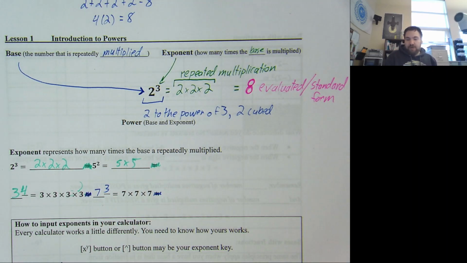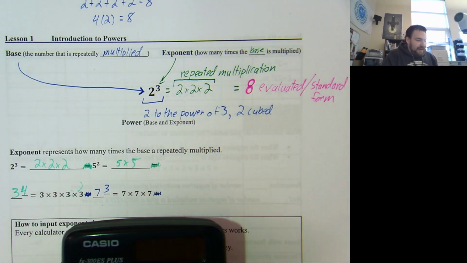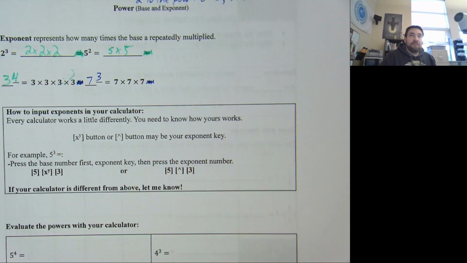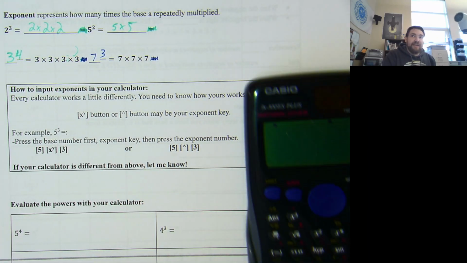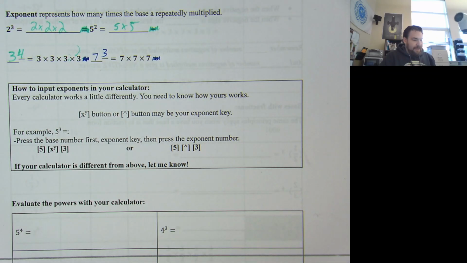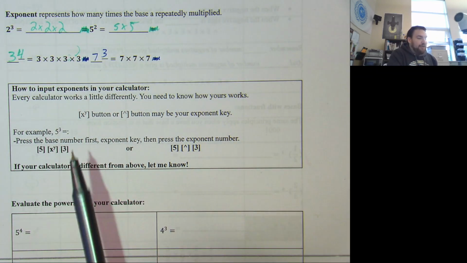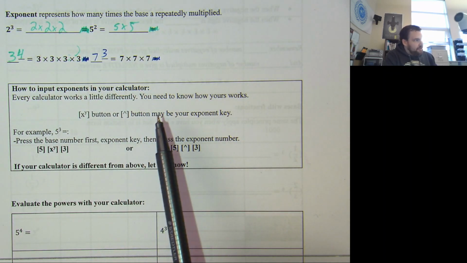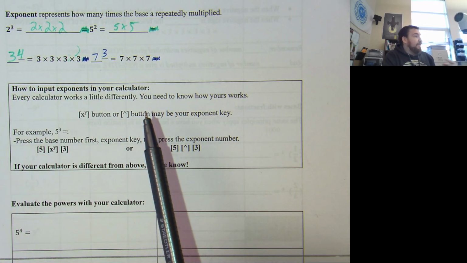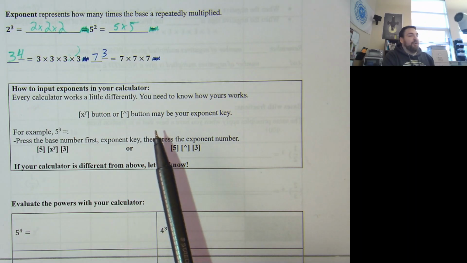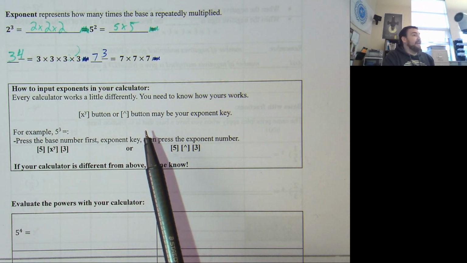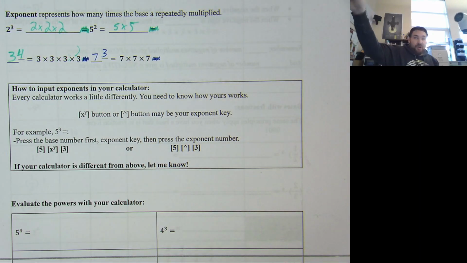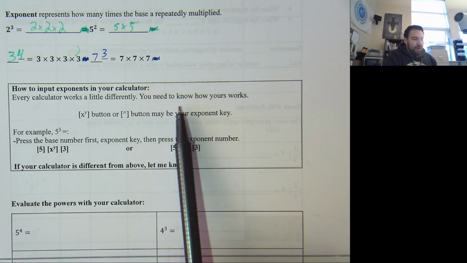Okay, so here we go. This is my old Casio. It's a little different than some of the newer Casios. Every calculator works a little differently. You need to know how yours works, or the one that you borrow from me. If you're not in the habit of borrowing the same one every time, I would encourage you to get into that habit. If you're going to take a calculator from me, take one that you're comfortable using every time. So I'll show you how they all work.